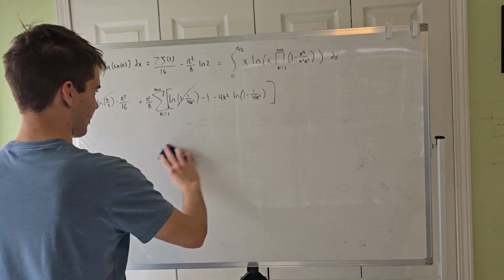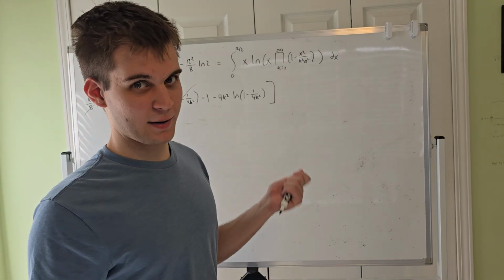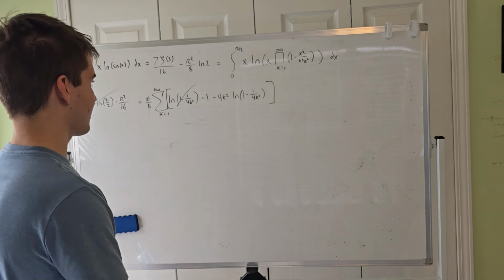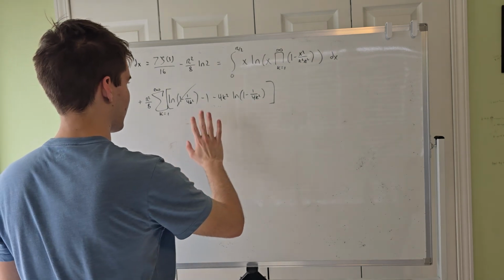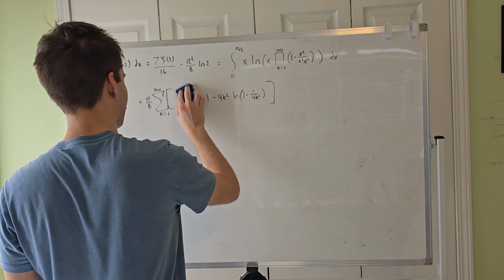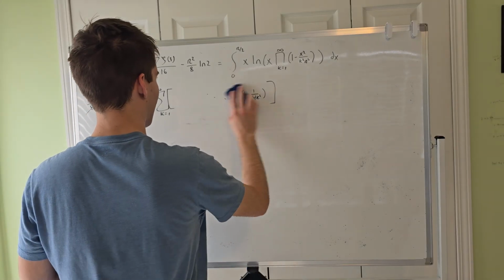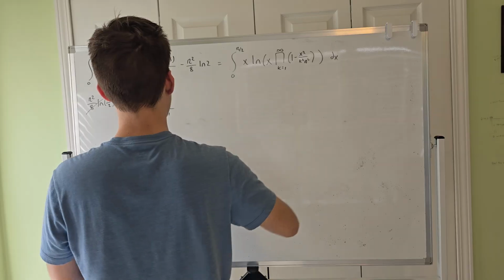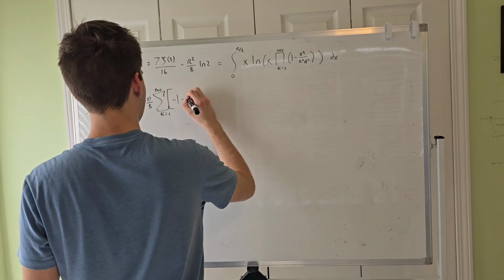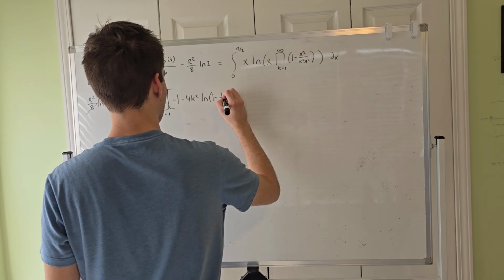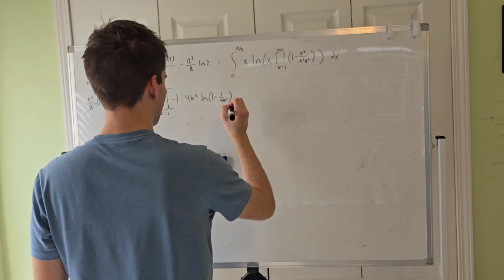which is kind of sad. You know, it would have been nice to have something with like ln of pi in the end, but, you know, too much to ask. Okay, so that means we are left with this. Let me erase this. Yeah, I'll just move it. So minus 1 minus 4k squared ln 1 minus 1 over 4k squared.